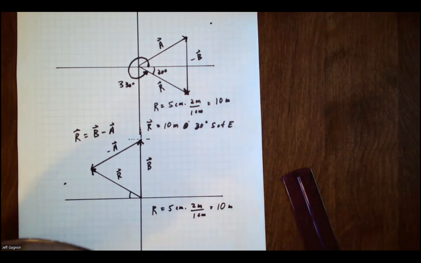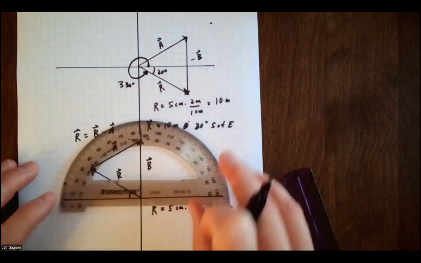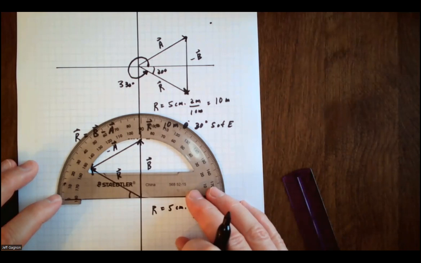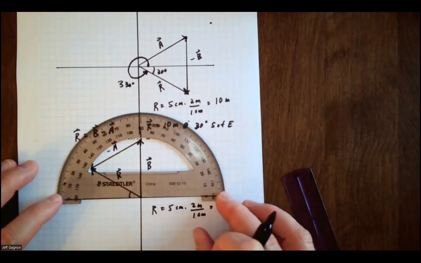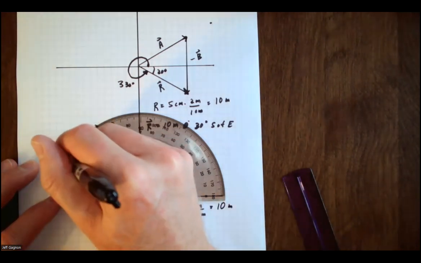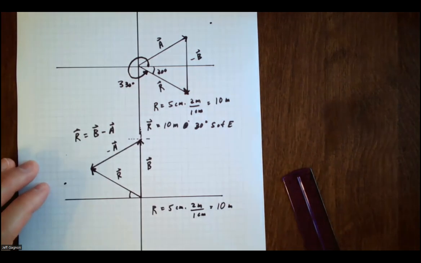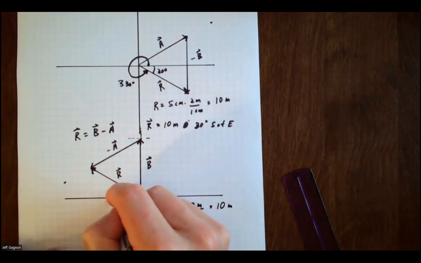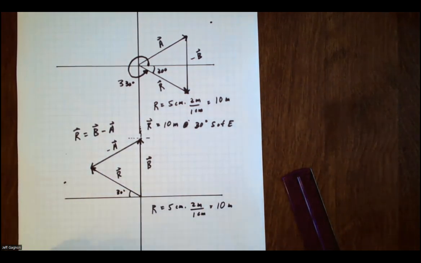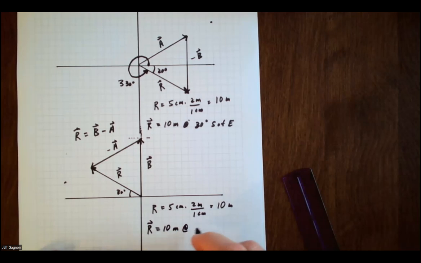I think it should be around 30 degrees, but let's double check it. Yeah, it's right at like 30 degrees, right? If you extend that line out, it goes through here, 30 degrees. Okay, so this is going to be 30 degrees. So that means R here is 10 meters at 30 degrees north of west.